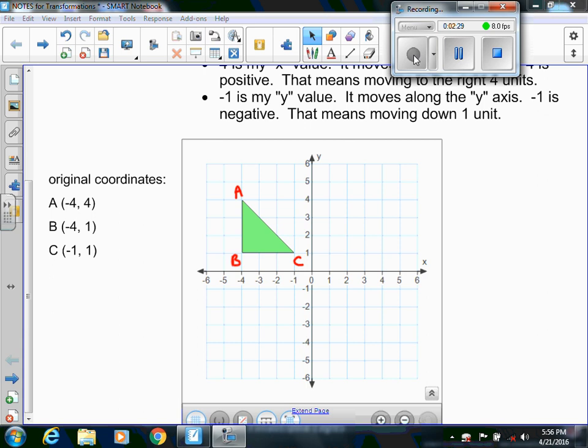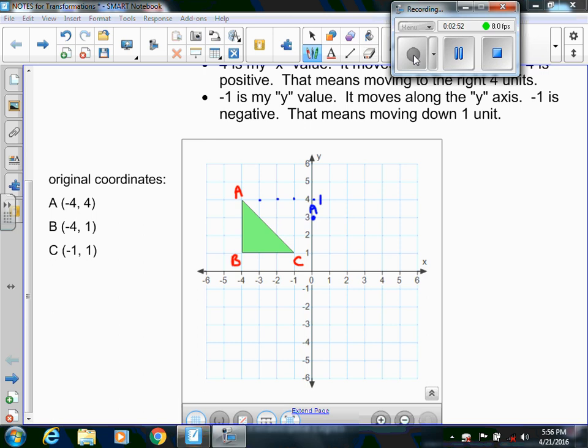okay, the fancy thing I did isn't working, so we're going to have to do it by hand. So I'm going to go ahead and move these points. A is going to move 4 places to the right. So I'm going to go 1, 2, 3, 4 to the right, and then I'm also going to go 1 down. So this is my new coordinate for A. We're actually going to write that as A prime. You're going to hear more about that in a minute.